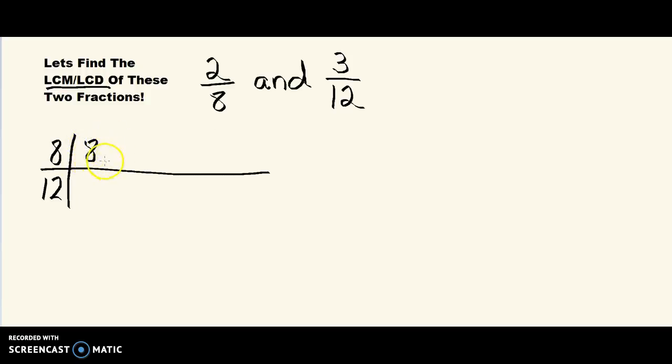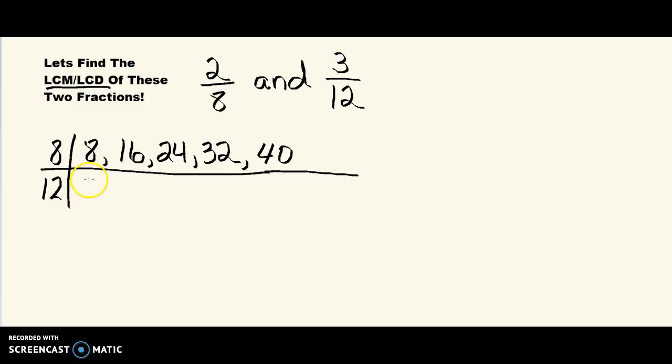So I'm going to start off with 8, 16. I know that 8 times 1 is 8, 8 times 2 is 16, 8 times 3 is 24, 8 times 4 is 32. See, I'm slowing down just to see if you're able to get this. 8 times 5 is 40. Okay, I'm going to stop there for right now.